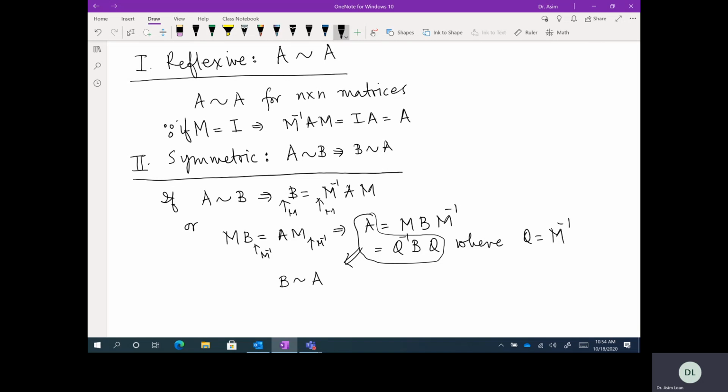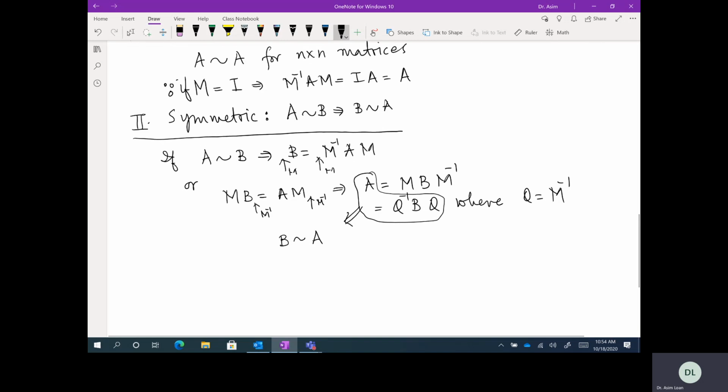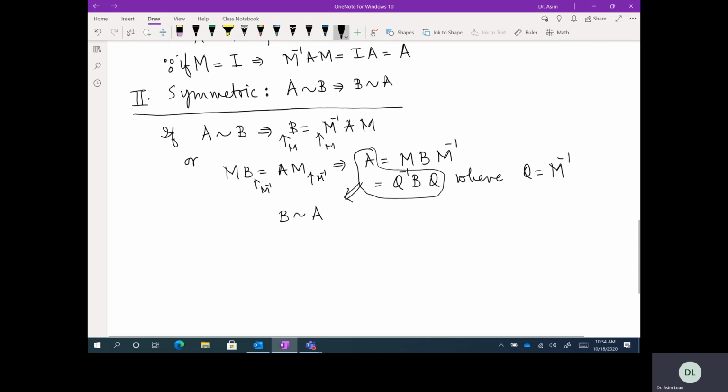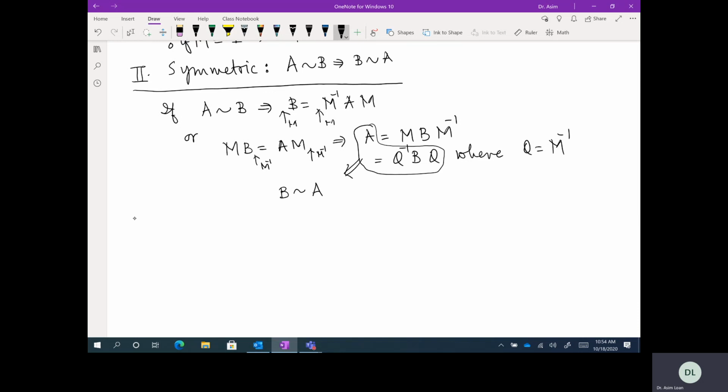B is similar to A. This similarity relationship is also transitive. Transitive meaning if A is similar to B and B is similar to C, this implies A is similar to C.